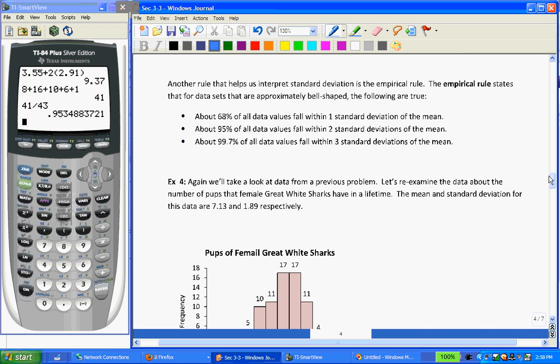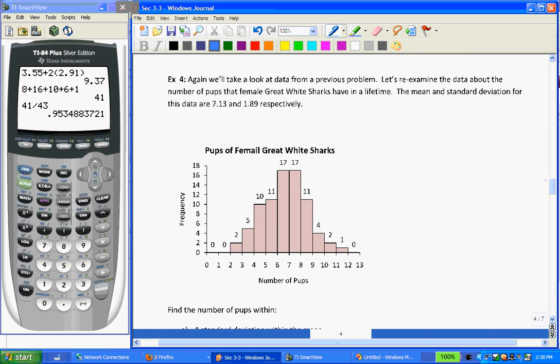So the empirical rule states that 68% of all data values fall within 1 standard deviation of the mean. About 95% of all data values fall within 2 standard deviations of the mean. We just saw that. And about 99.7% of all data values fall within 3 standard deviations of the mean. Let's take a look at number 4 and see how that goes.